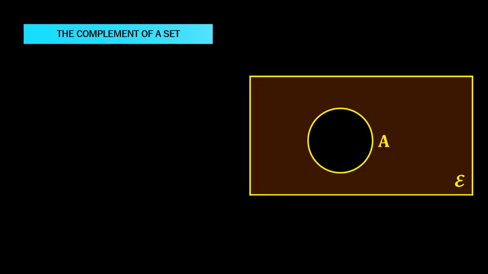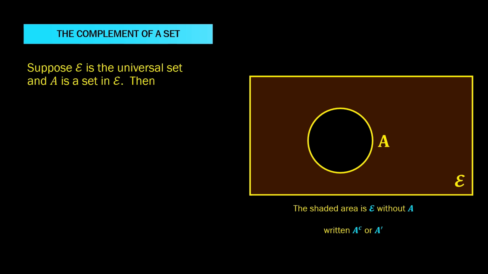We will now take a look at the complement of a set. This shaded region represents E without A. It is written as A to the power C or A dash. Let's take a look at this in more detail. Suppose E is the universal set and A is a set in E.